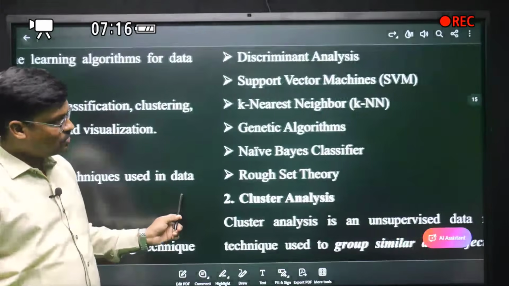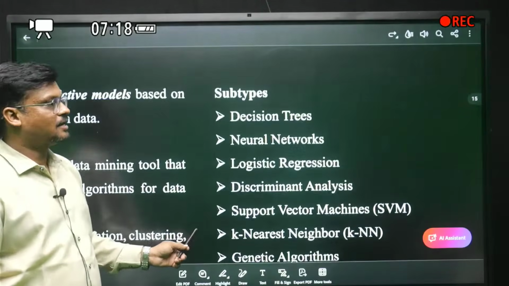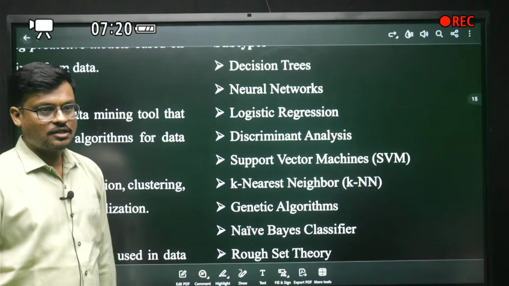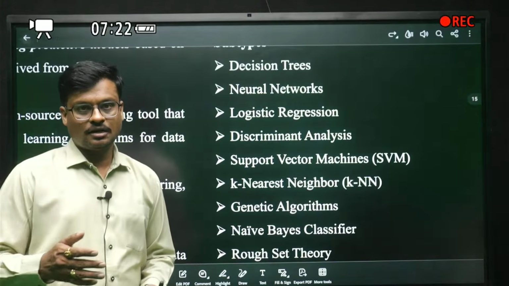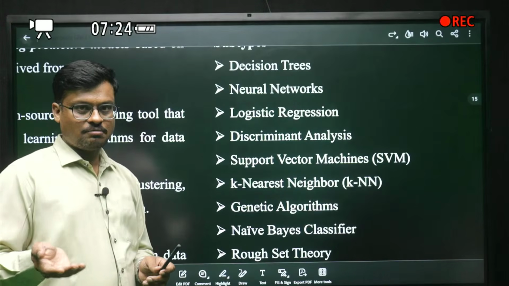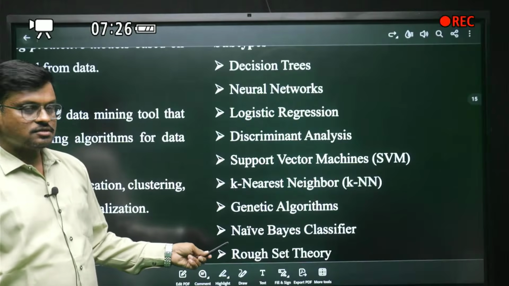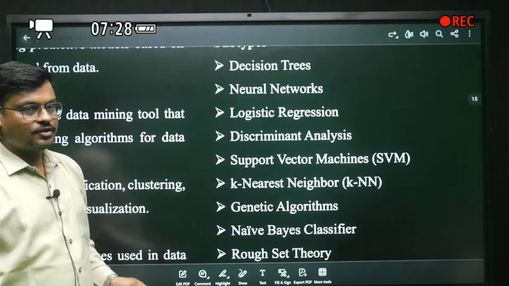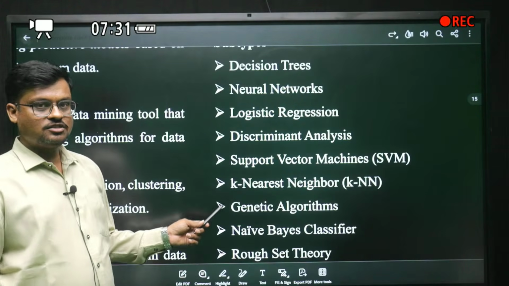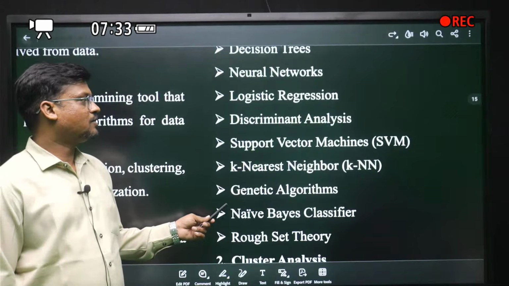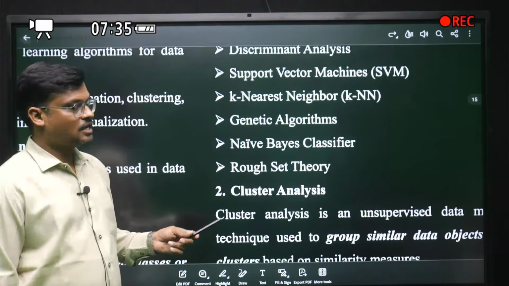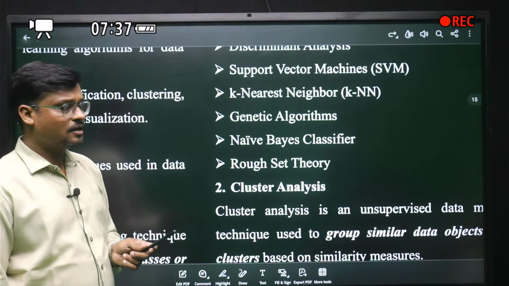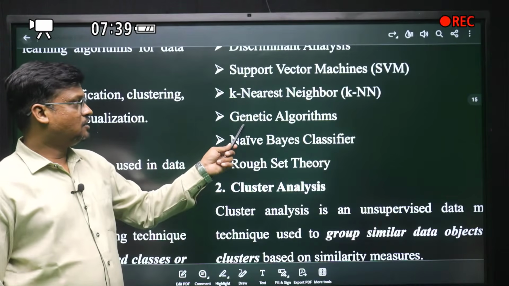We will be classifying your data into predefined classes or categories. It can be achieved with the help of decision tree techniques, Bayes theorem, Naive Bayes theorem, and regression as well. Those things are included here. The subsystems are decision trees, regressions, neural network, discriminant analysis, SVMs, KNN, K nearest neighbor technique, genetic algorithms.